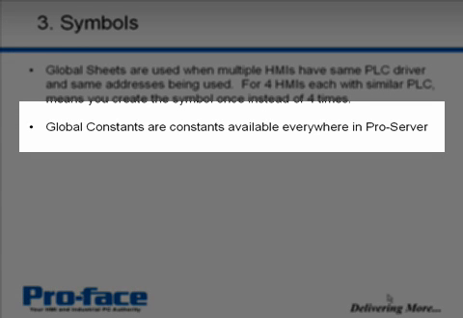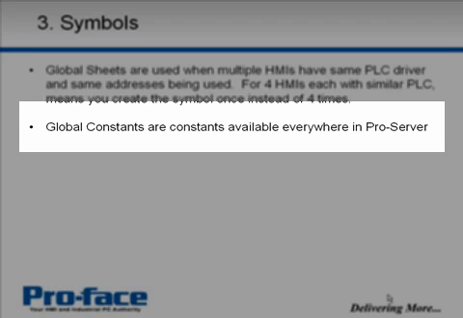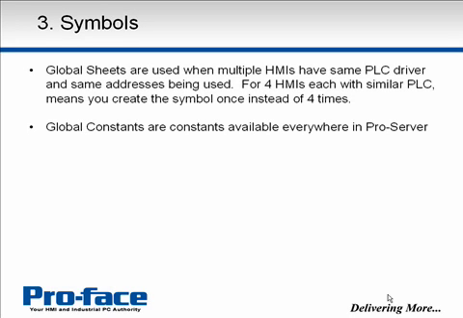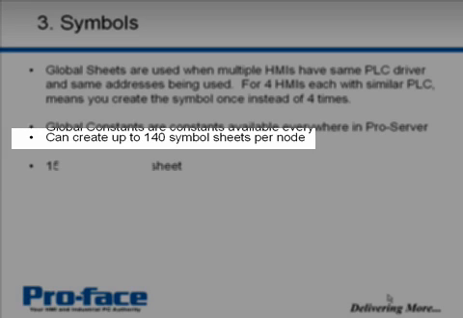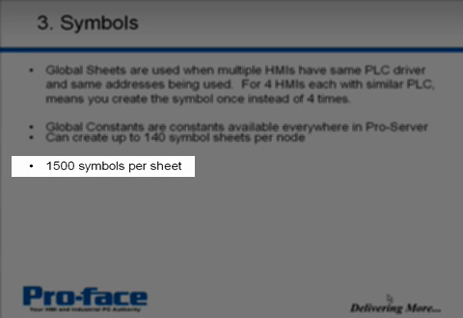Global constants are another shortcut way to create values that can be used throughout the project and can easily let you scale the project up or down based on increased number of machines, etc. You can create up to 140 symbol sheets per node, and you can have up to 1500 symbols per sheet.